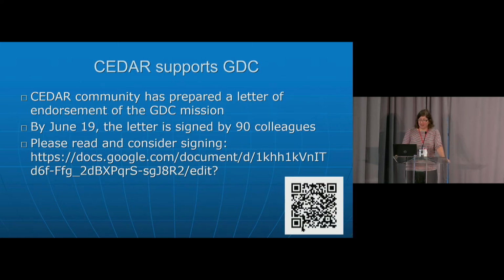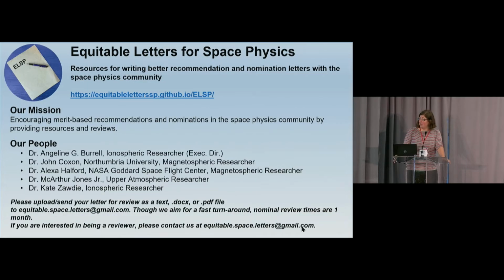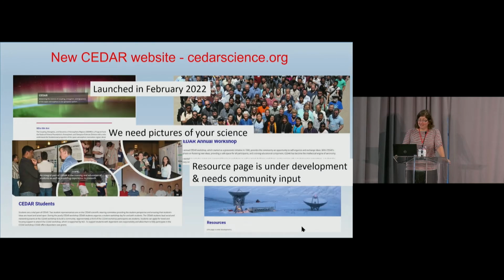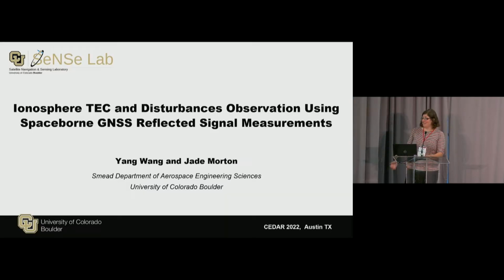So our first thing that we're going to be talking about today is an early career science highlight. We have Wang from University of Colorado Boulder, and they're going to be talking about ionosphere TEC and disturbances observation using spaceborne GNSS reflected signal measurements. So come on up here.